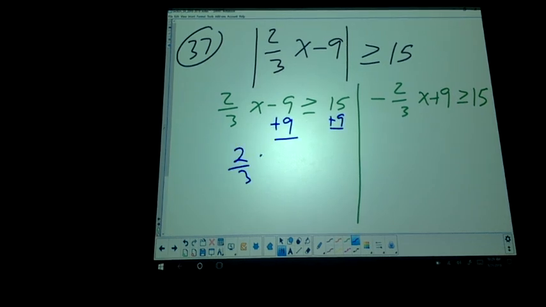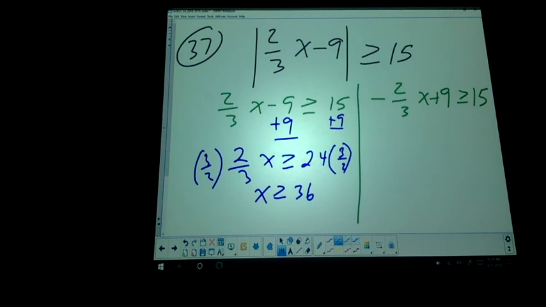All right. 2/3 x is greater than or equal to 24. So I'm going to multiply both sides by 3/2. So I get x is greater than or equal to 36. Is that okay? And then second problem: subtract 9. Multiply both sides by negative 3/2. So I get negative 18/2, which is negative 9.